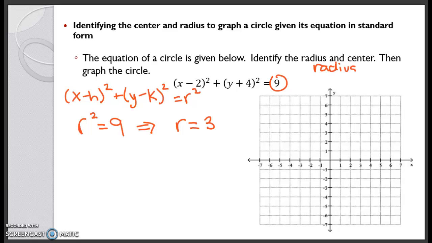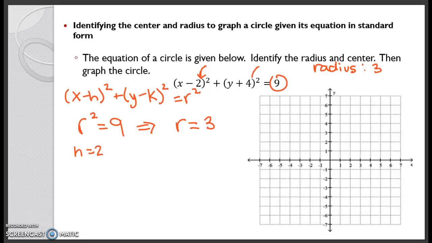Now, what about the center? The center is at (h, k). Can we identify those with this? (x - h). Okay, so we have x minus 2. So that means h equals 2.